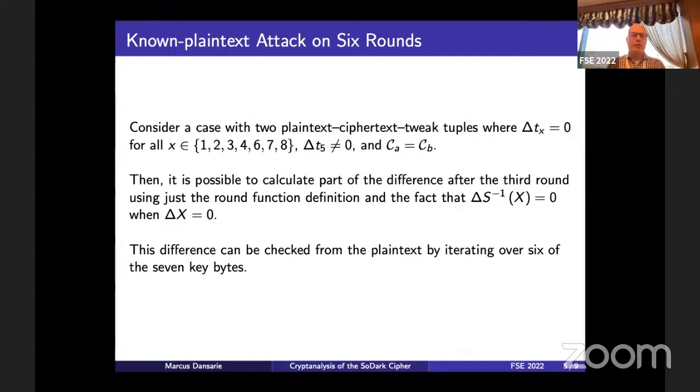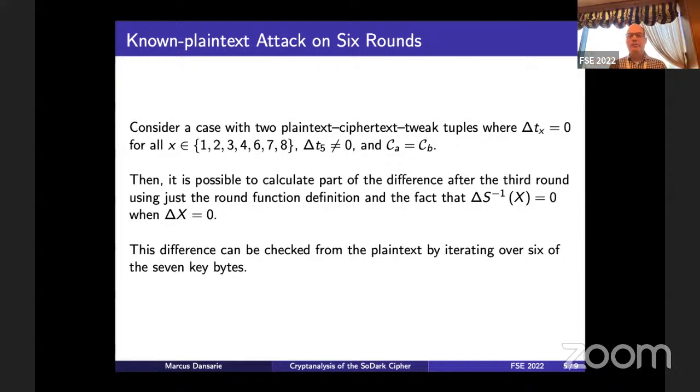The attacks presented in the paper all start out with an attack on a round reduced version of the cipher with 6 rounds. And we consider cases where we have plain text, ciphertext, tweak tuples, where the differences between the tweaks in pairs are only in the 5th tweak byte. So the other 7 tweak bytes are identical. And this actually turns out to be a very, very common case in the real world application of this cipher. Practically every transmission will have these tweak differences.